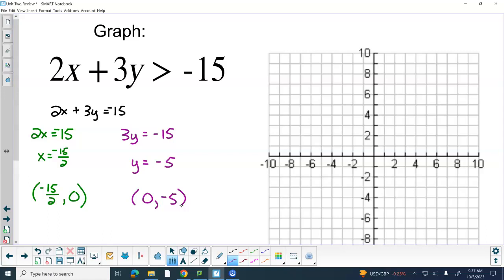Graphing that then, so I can graph that using that one. So negative 15 halves is negative 7.5. Negative 5 is negative 5. Solid or dashed line? Dashed line because it's not an equals component.